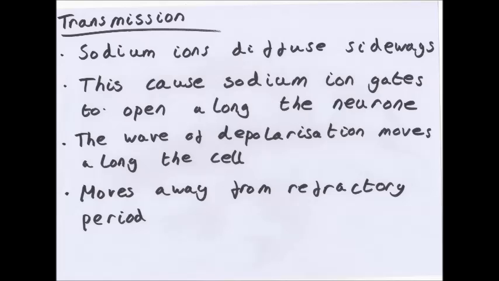Now, if you get the sodium ions moving across the neuron, there'll still be fewer sodium ions inside the cell than outside. So even though the gates have opened, diffusion will still occur into the cell, creating the depolarization.